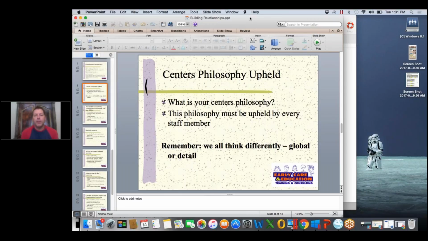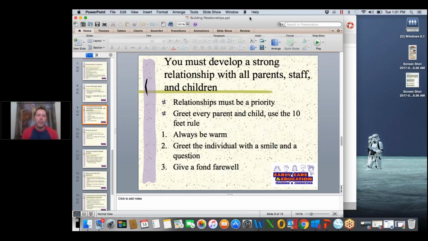The next one, you must develop a strong relationship with all parents, staff, and children. Relationships have to be a priority. Social development has got to be a priority. One thing I love to teach, and when I used to teach pre-K many years ago, I used to follow this rule and teach this to the children, and it was fantastic. It worked so well. But teach your children the 10-foot rule, what I call the 10-foot rule.